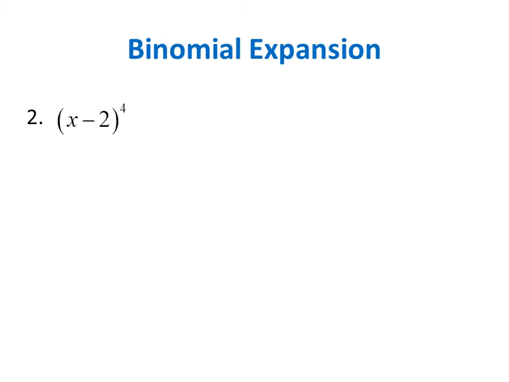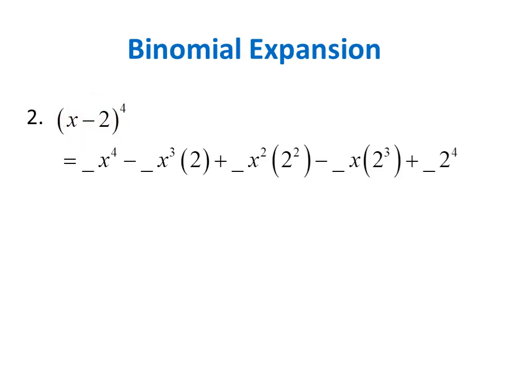The second problem is we have to expand the binomial x minus 2 that is raised to the exponent 4. First step is to write the expression. So we have the first term of the binomial x raised to the given exponent of 4. So we have x to the 4 times the second term 2 raised to the exponent 0. So 2 to the 0 is 1. So we only have x to the 4 in the first term.